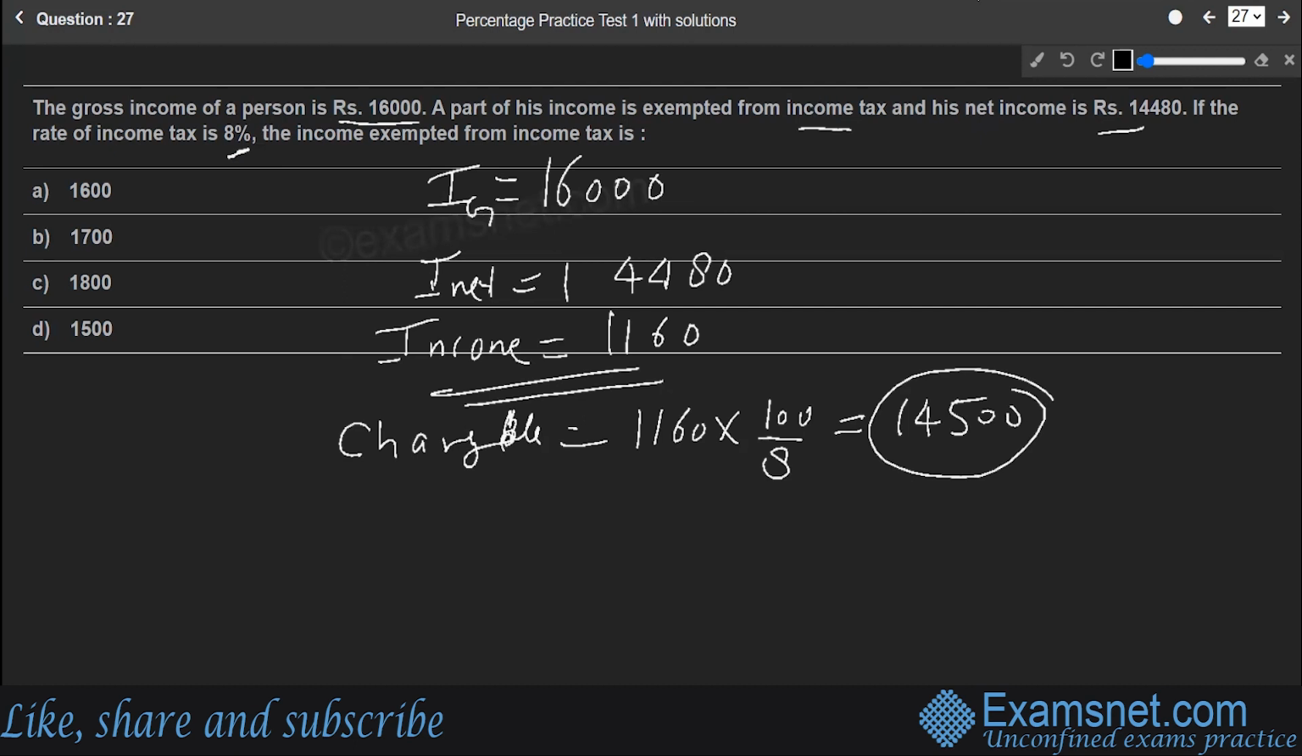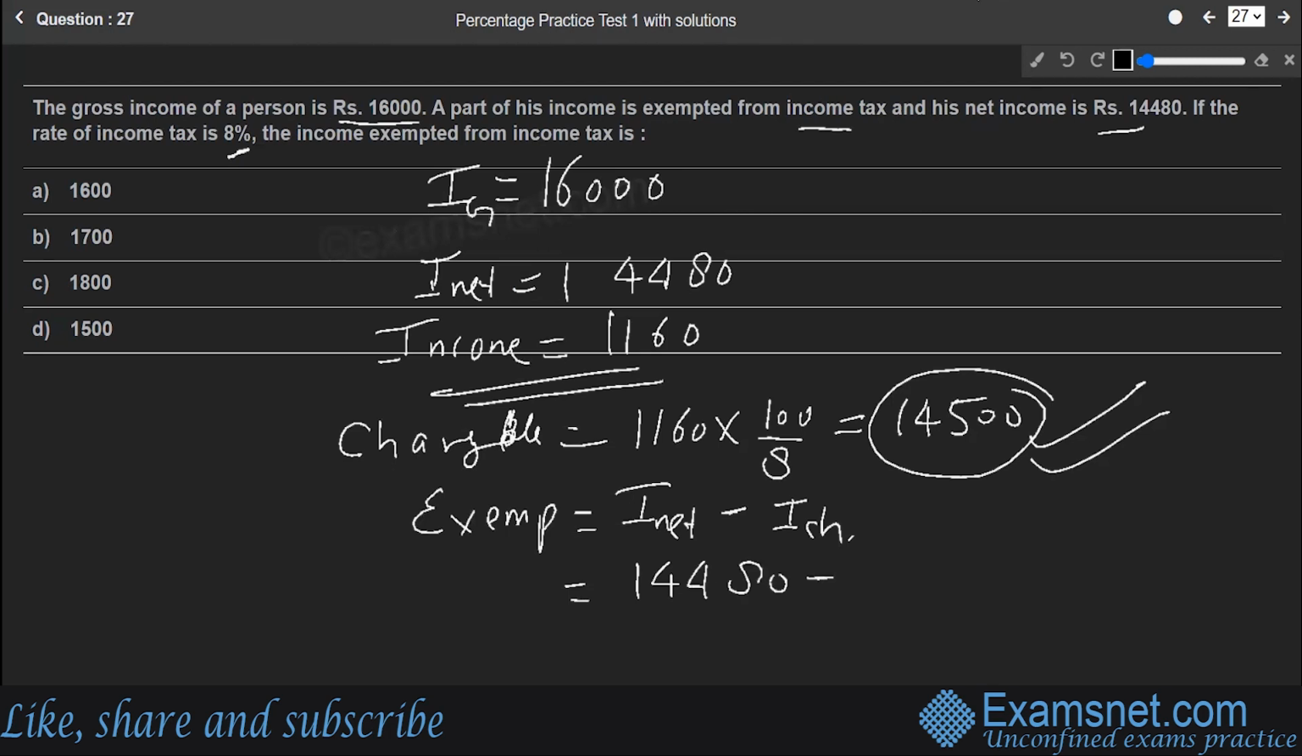Then he says the income exempted from the income tax. So if the chargeable income is 14,500, how much is exempted? Clearly the exempted amount can be found by the gross income minus the income that is chargeable for income tax, that is 16,000 minus 14,500, which comes out to be 1,500. So that is the ultimate value of the exempted income, 1,500. Let us see where it is available in the options. It's available in option number D and becomes the right answer.